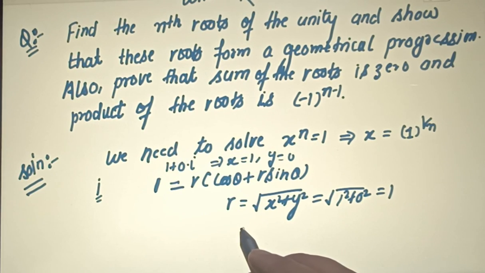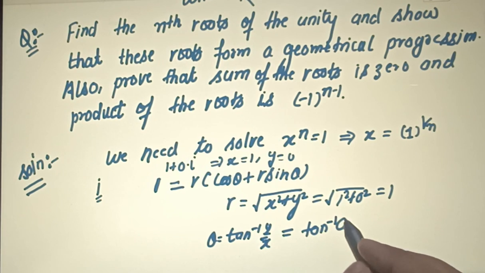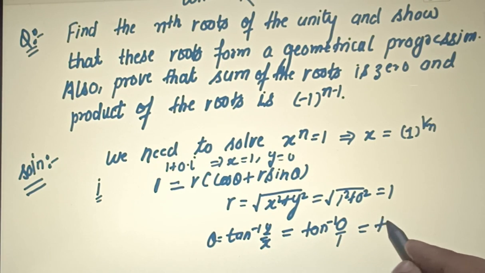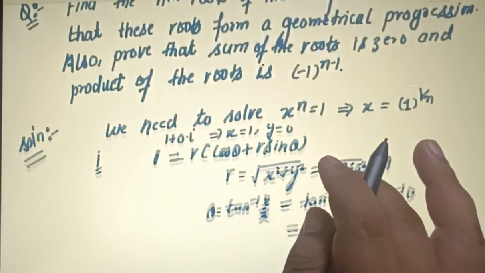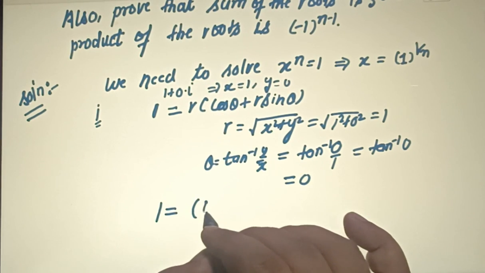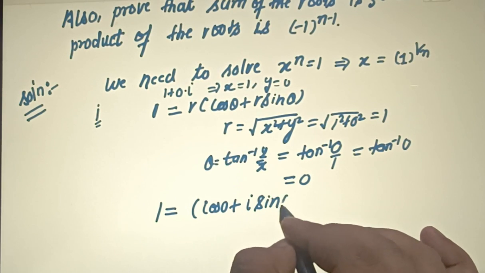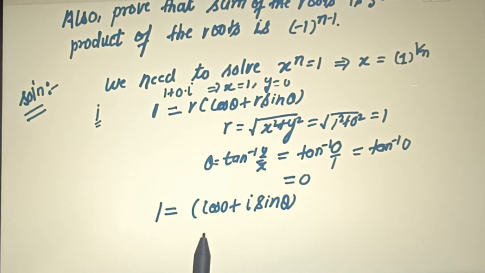What about the value of theta? Theta will be calculated with tan inverse of y by x. The value of y is 0 and the value of x is 1, so tan inverse 0 will give you 0. So 1 can be written, with r equal to 1, as cos 0 plus iota sine 0. It is your first step.